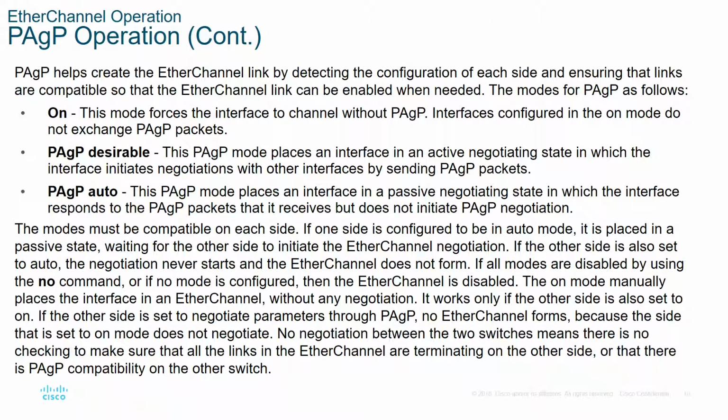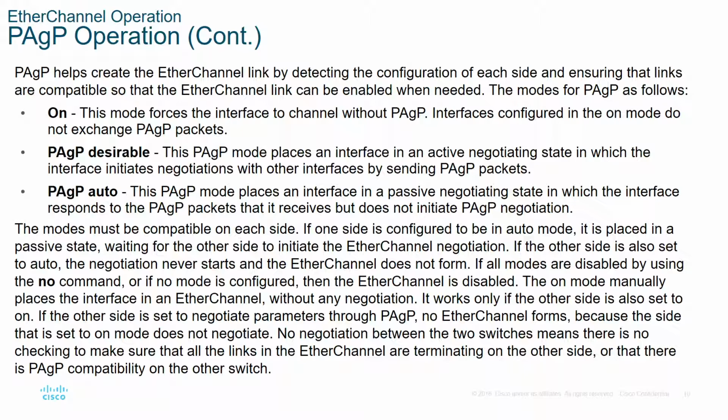PAgP helps create the EtherChannel link by detecting the configuration of each side and ensuring that links are compatible so that the EtherChannel link can be enabled when needed. The modes for PAgP are as follows. On. This mode forces the interface to channel without PAgP. Interfaces configured in the on mode do not exchange PAgP packets.